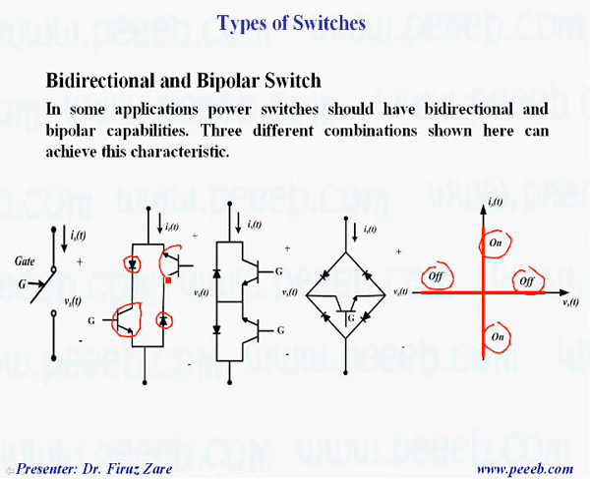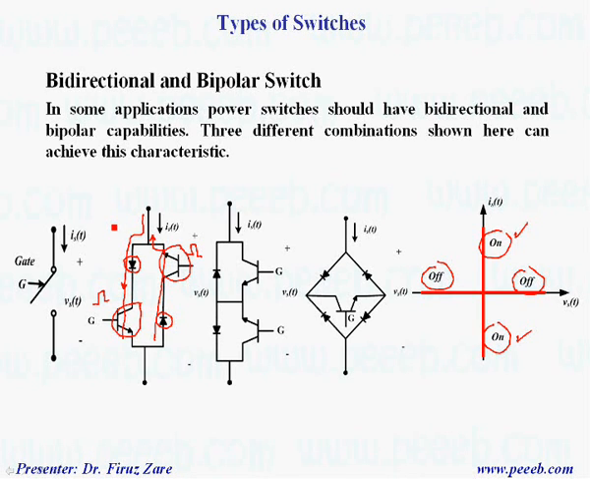In this configuration, if the current is positive, it can pass through this leg. When we apply a gate signal, this switch can conduct. If the current is negative, this diode can conduct, passing through the switch when we apply a gate signal to this transistor. So in this case, this type of configuration can handle positive and negative currents.